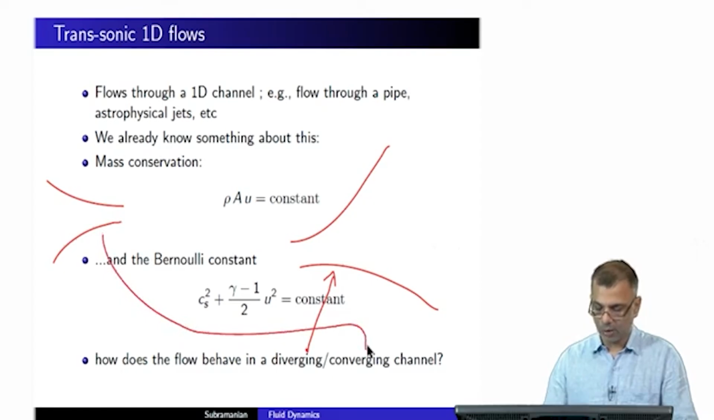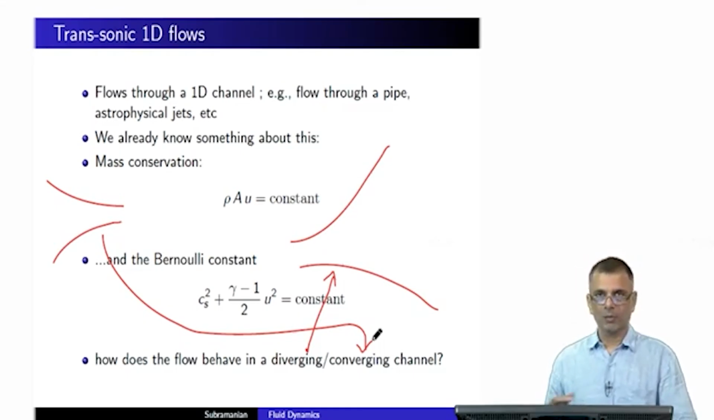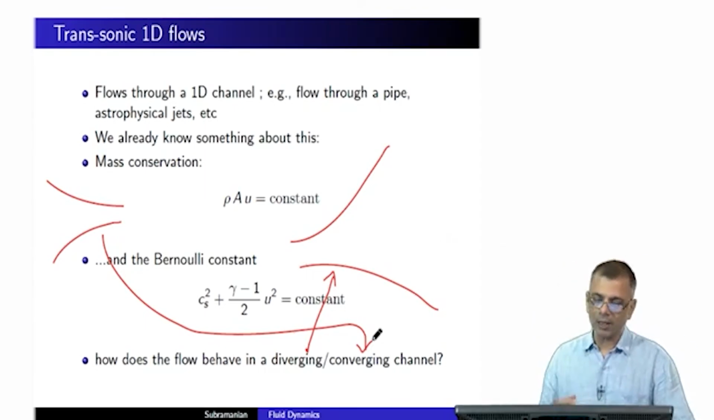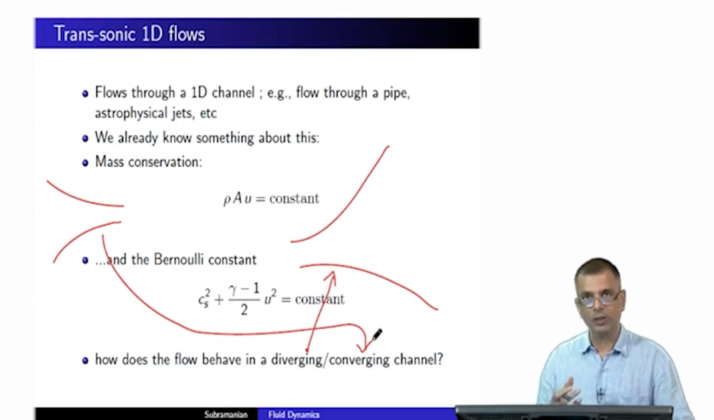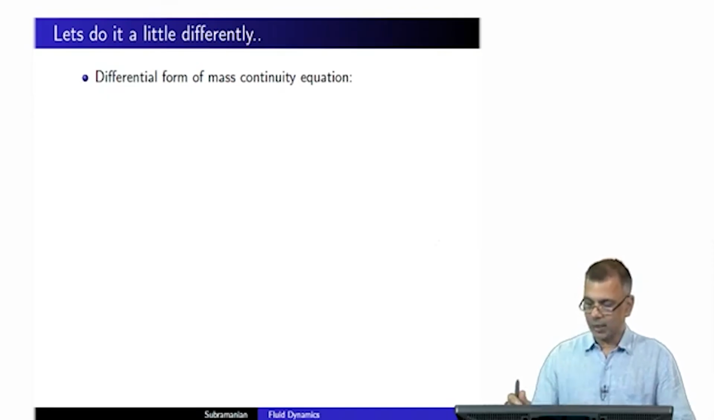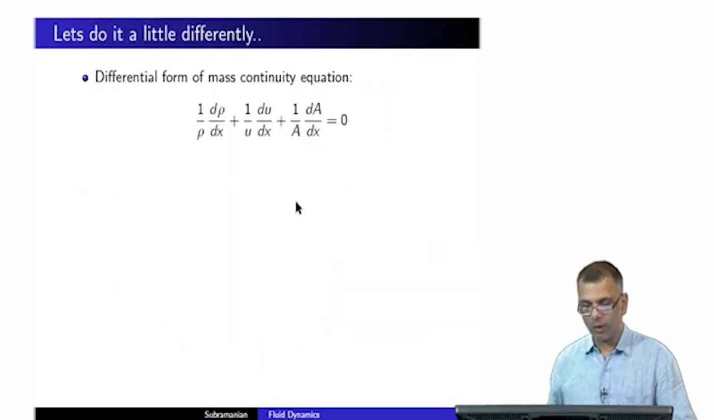This would be a converging channel. And of course, clever people would put these two together. You would have a channel that converges, goes through a throat, and then diverges. But before that, let's try to understand how a transonic flow would behave in a diverging channel, and how it would behave in a converging channel. So instead of writing rho A U equals constant, how about writing it down like this?